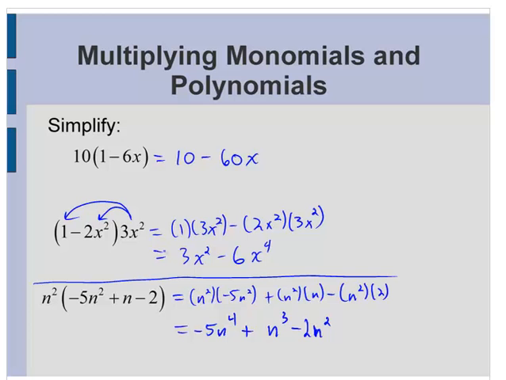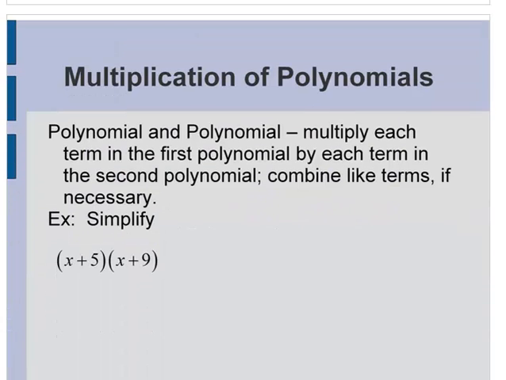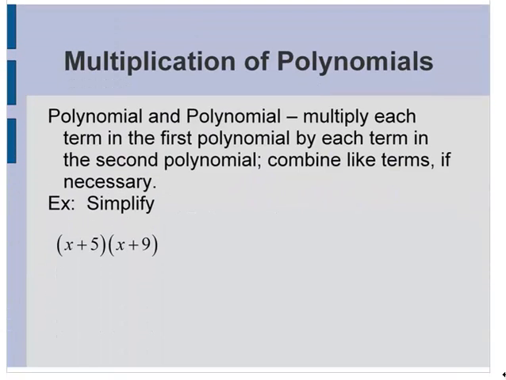So we now know how to multiply a monomial times a polynomial. So now how do we generally multiply polynomials? To multiply a polynomial and a polynomial, multiply each term in the first polynomial by each term in the second polynomial, and then combine like terms if necessary.